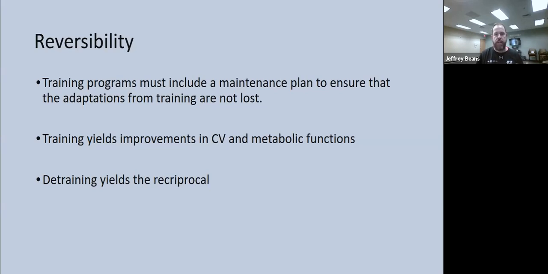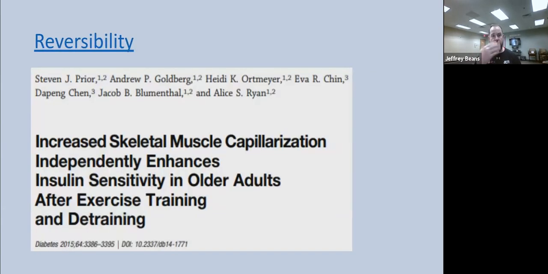So detraining yields the reciprocal. If we get all these benefits, then detraining or not training at all leads to the loss of these gains that we had, which is problematic for the athlete. And it's even more problematic for the chronically ill or just the normal human being. So Dr. Pryor, who again, I've mentioned a few times, he's done a lot of great work, did some work in skeletal muscle capitalization. I may have actually shown you one of these papers before. It's really good work, but he did a detraining study that looked at insulin sensitivity in older adults.